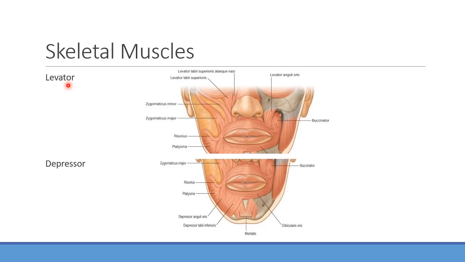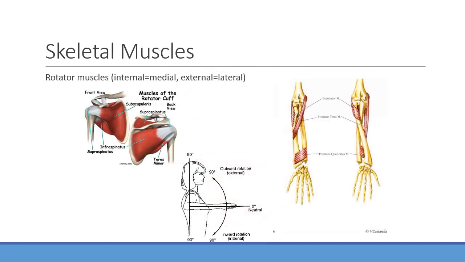Anyway, we have levitors and then depressors. Levitors do what? Lift things up, and then depressors, it's usually being lonely or sad. No, I'm just kidding. Those usually bring things back down. Okay. Very self-explanatory. So we're going to have rotators. Again, you have internal rotators twisting things more medially, and external rotators twisting things more laterally. Kind of makes sense there.